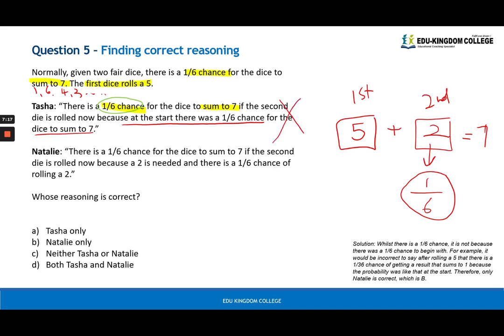So Tasha is incorrect. Natalie says there is a 1 in 6 chance for the dice to sum to 7 if the second die is rolled now, because a 2 is needed and there is a 1 in 6 chance of rolling a 2. So this is the correct explanation. So who is correct? The answer is B.